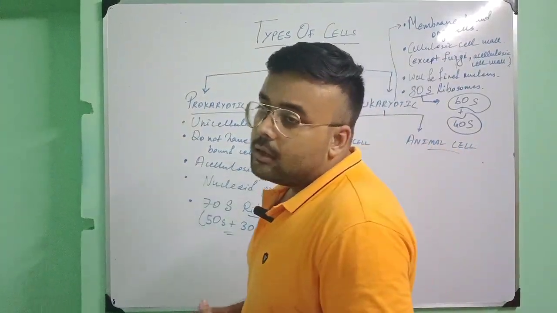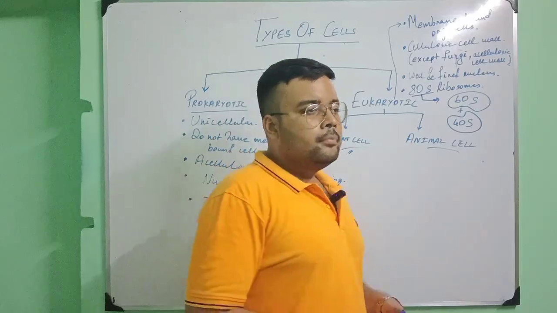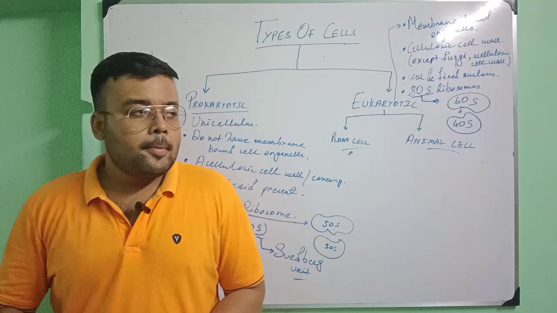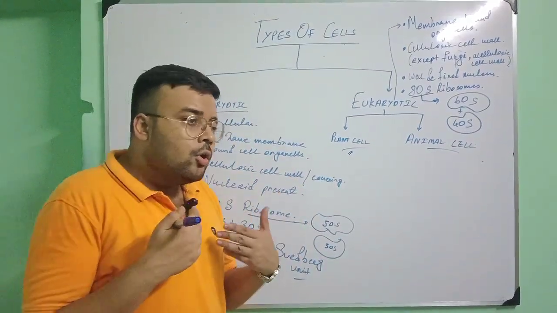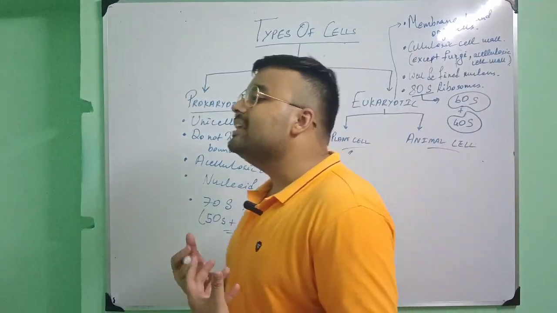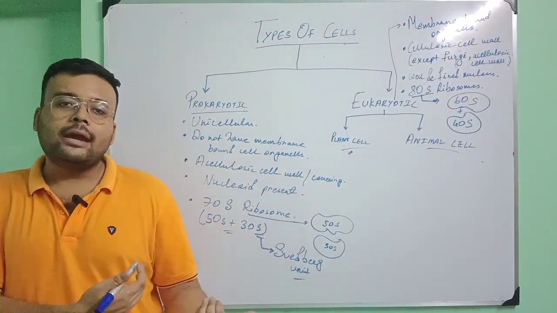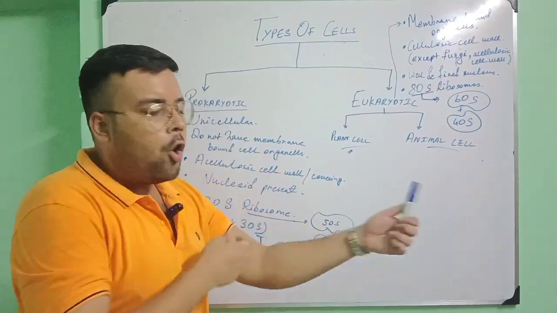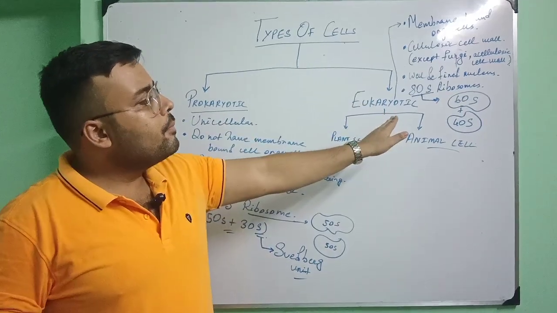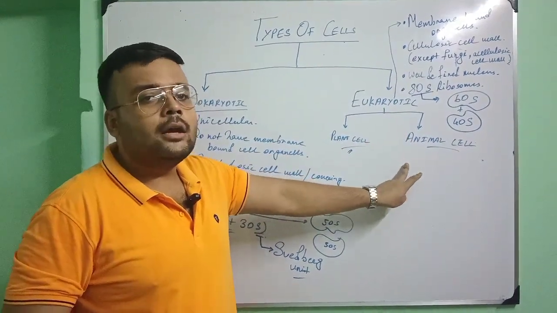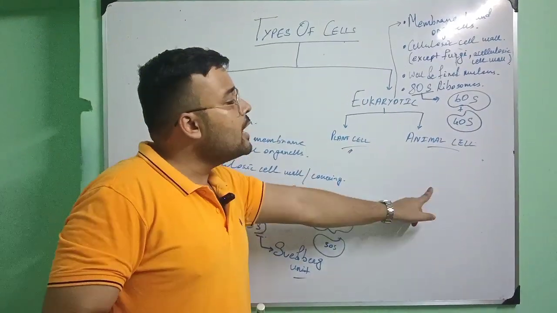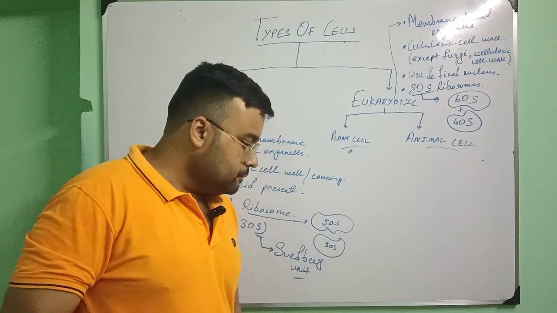Eukaryotic cells can be kingdom Protista, kingdom fungi, kingdom plantae, kingdom animalia. But in this chapter, we don't need to look into the fungal cells. We don't need to look into the protist cells. So we can omit those two kingdoms and we can focus on plant cells and animal cells. With respect to this chapter, we need to study plant cells and animal cells only.